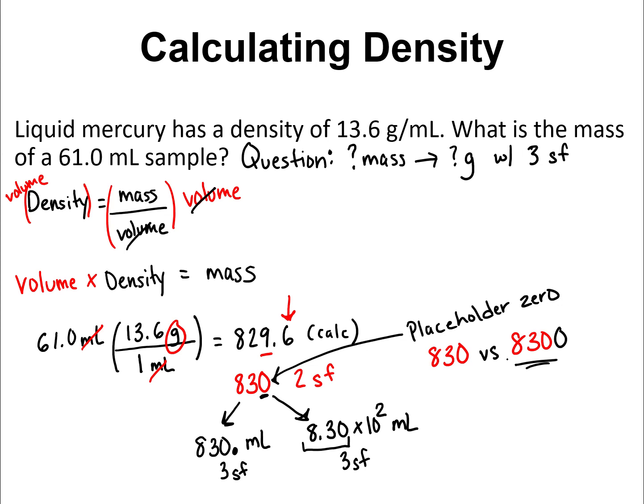Okay. Right. Then to 3 sig figs would just be 825. Okay?